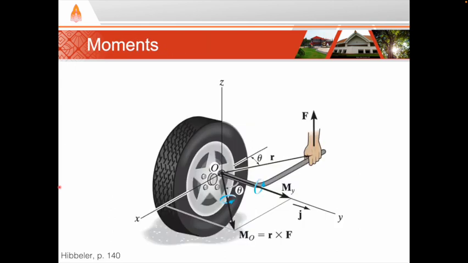Last class, we learned how to find the moment of a force about a point. For example, this is a wrench that is applying a force to a lug nut on a car wheel. We could find the moment caused by this force F about the point O. We could take the cross product of the vector from the hand to the lug nut with the vector force F. We would find the moment about the point O, which would look like this.